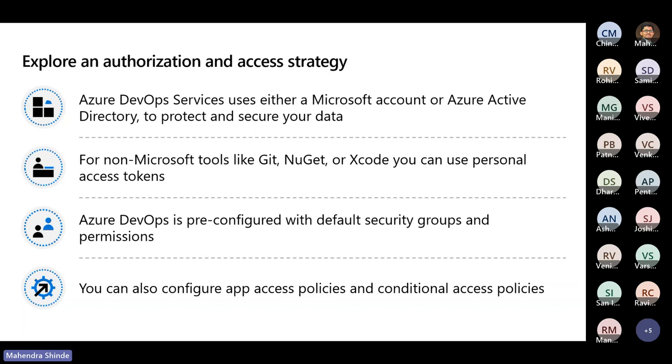Azure DevOps is already pre-configured with default security groups and permissions. So the default security policy is already in there. In case you want to modify it, you can go ahead and modify the default existing policy. You can add new rules, for example. For applications also, you can configure the application access policies and conditional access policies. What are conditional access policies? Can anyone give an example?